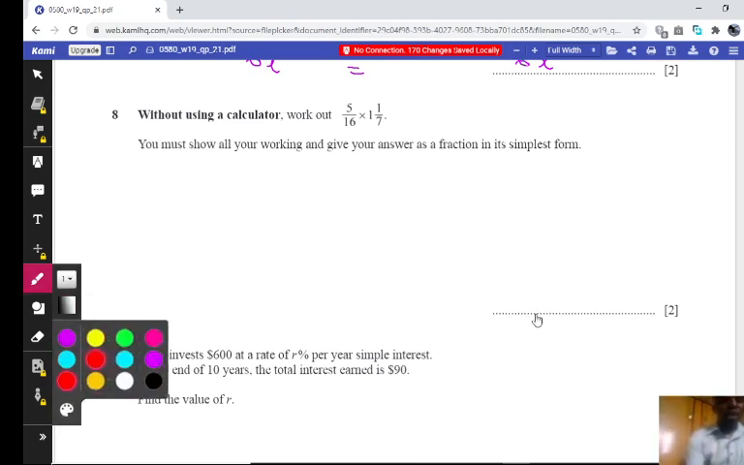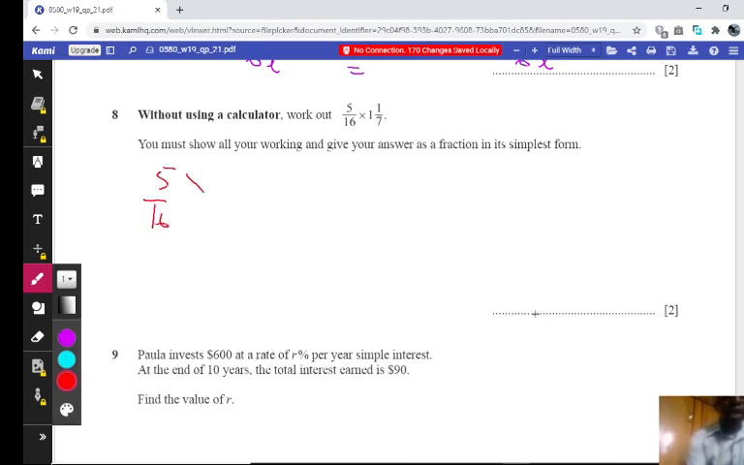Alright, so on this part, I want to leave our answer as a fraction. 5 over 16 times, you convert this one. 1 and 1 over 7 is a mixed number. You convert it to an improper fraction. So it will be 7 times 1 plus 1 on top. 7 times 1 is 7, plus 1, it will be 8 over 7, like this.